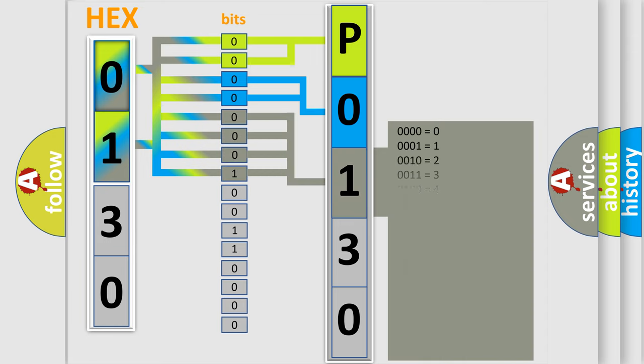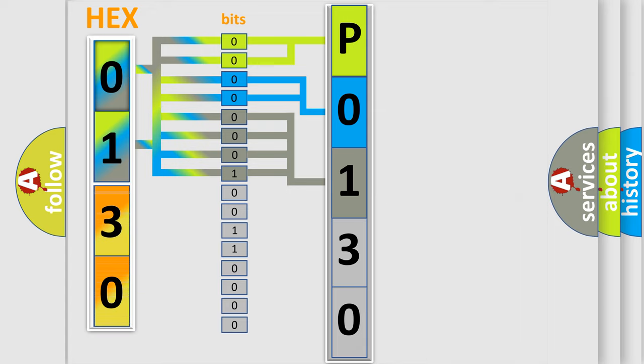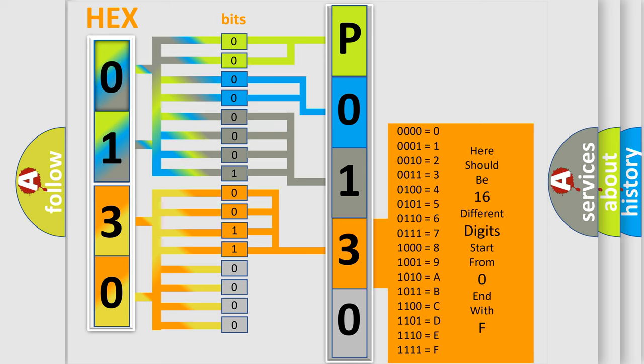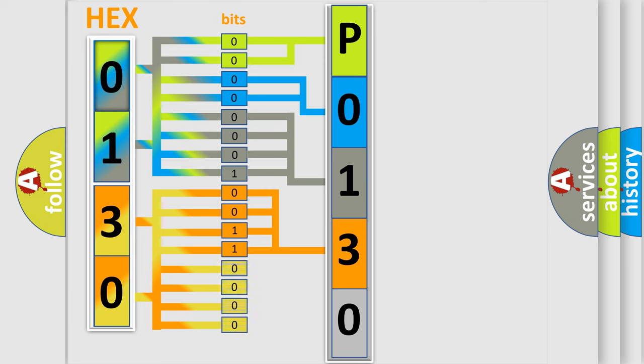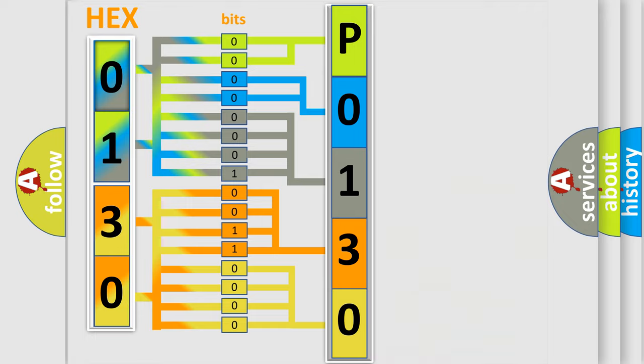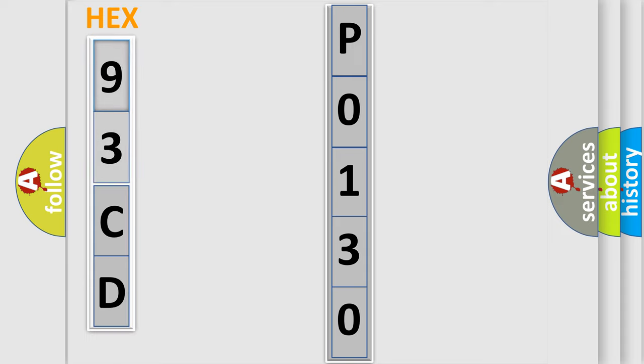The second byte is composed of a combination of 8 bits. The first 4 bits determine the fourth character of the code, and the combination of the last 4 bits defines the fifth character. A single byte conceals 256 possible combinations. We now know in what way the diagnostic tool translates the received information into a more comprehensible format. The number itself does not make sense to us if we cannot assign information to what it actually expresses. So, what does the Diagnostic Trouble Code P0130 interpret specifically for Saab car manufacturers?